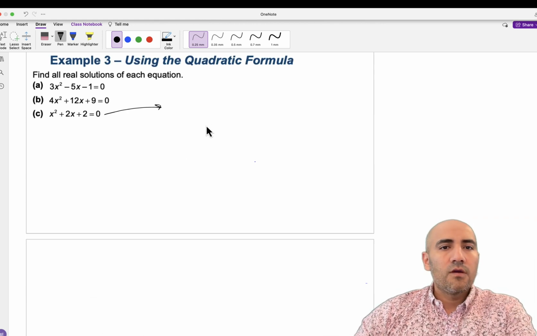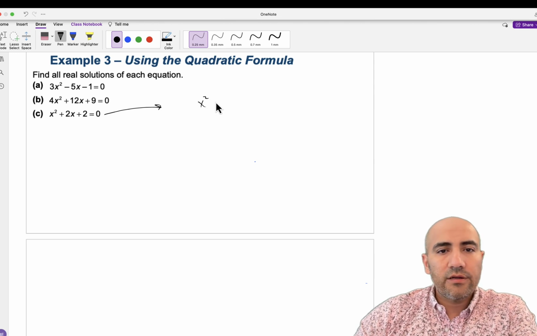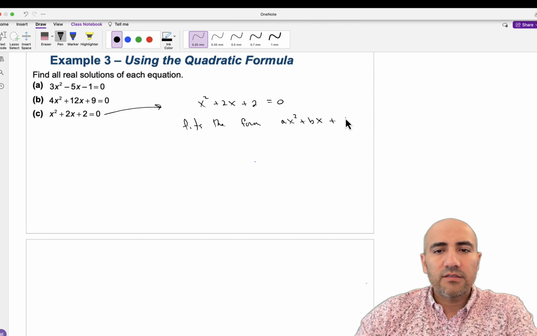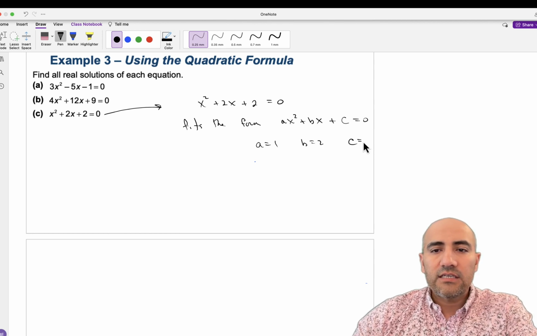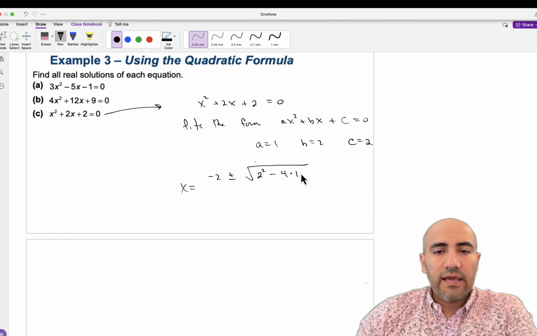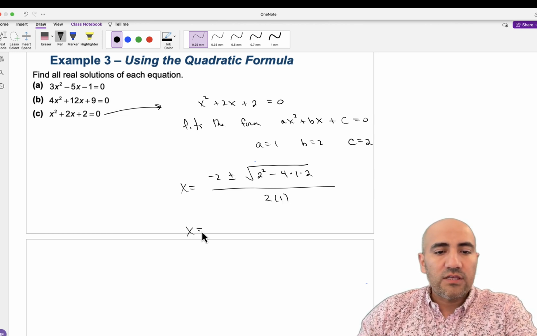Okay, last one. So this one is x squared plus 2x plus 2 equals 0. So again, this fits the form of ax squared plus bx plus c equals 0, where a is being played by a 1, b is being played by a 2, and c is being played by a 2. So again, if we just apply our quadratic formula, we get negative 2 plus or minus the square root of b squared, which is going to be 2 squared, minus 4 times a times c, all over twice a, which is a 1.